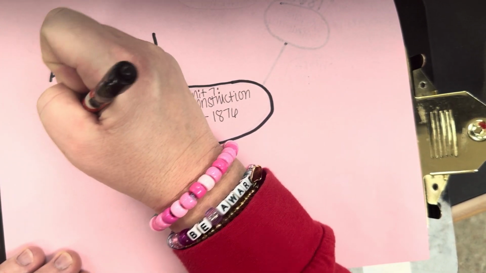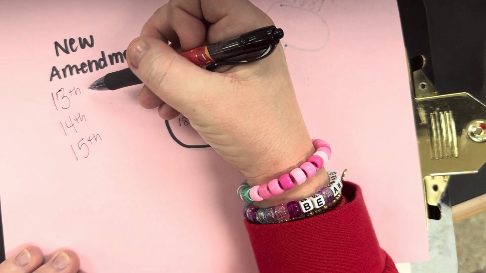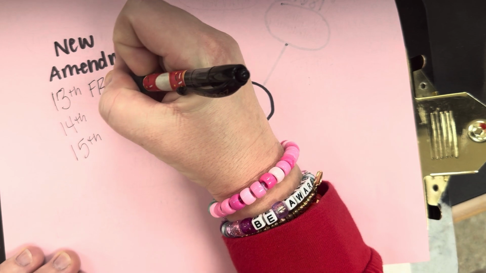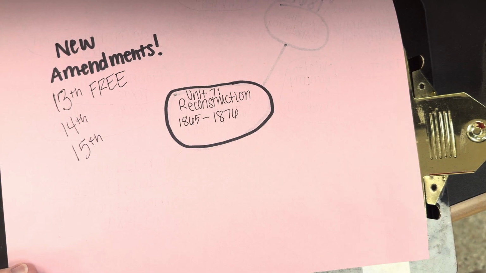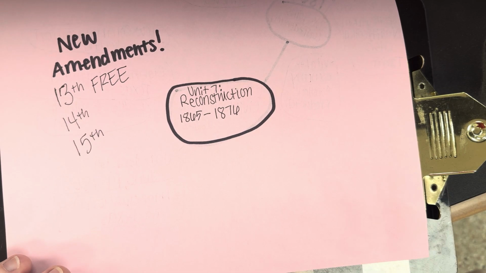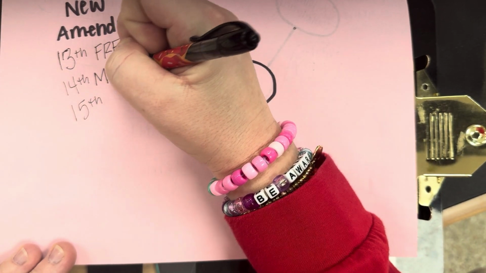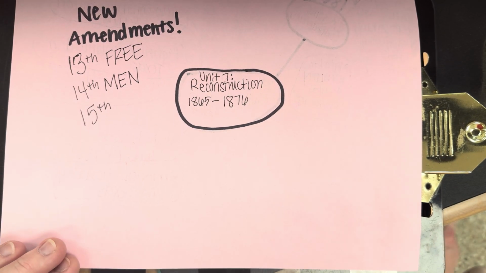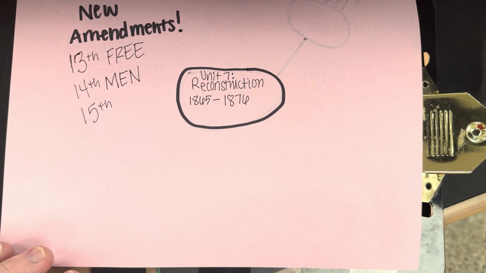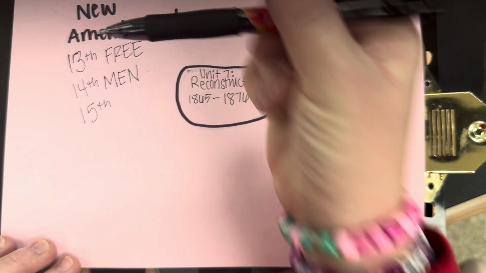13th, 14th, 15th. The 13th Amendment establishes freedom for formerly enslaved people, and it officially ends slavery or forced servitude in the United States. 14 creates citizenship, but women didn't have any rights at that time, so it's only for men. Men are citizens of the United States. This also includes equal protection.